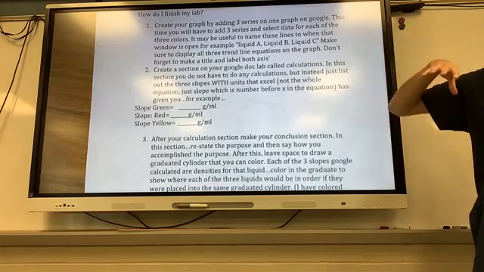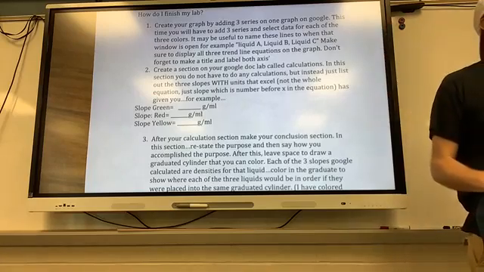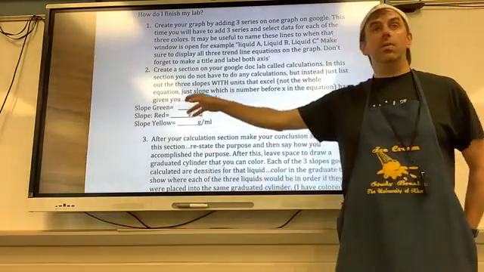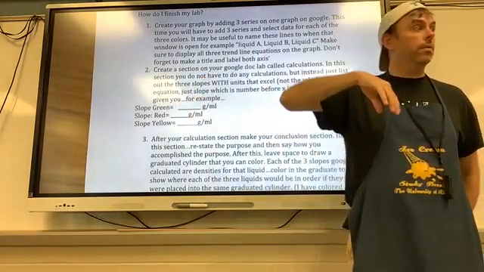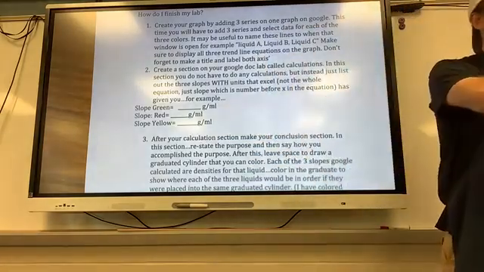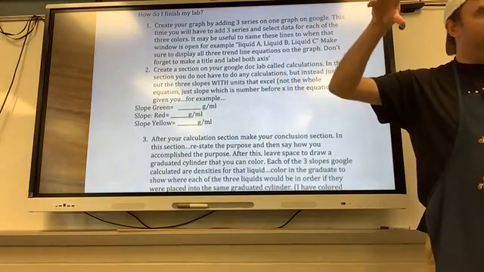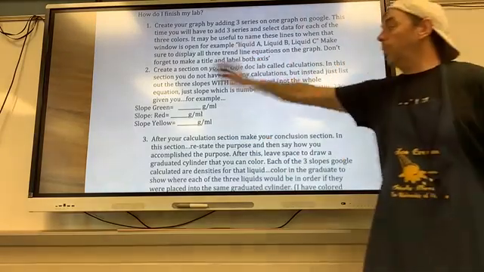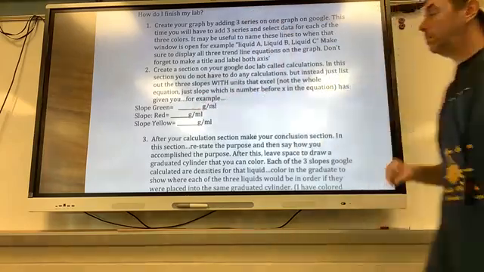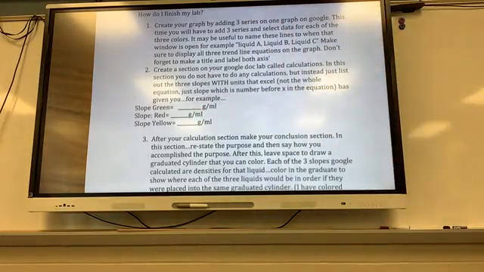After that, the next section is going to be calculations. The cool thing in this section is there's no calculations. You're just going to type slope green equals blank from your graph. That's not the whole equation, right? It's not the whole y equals mx plus b. It's just going to be whatever's before the x. Slope red equals blank. Slope yellow equals blank.